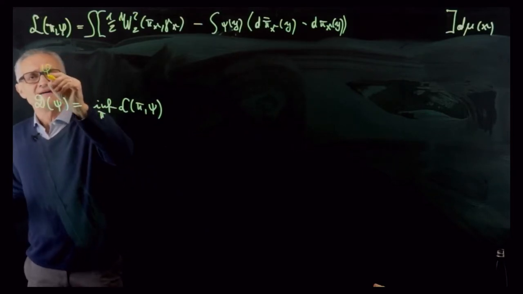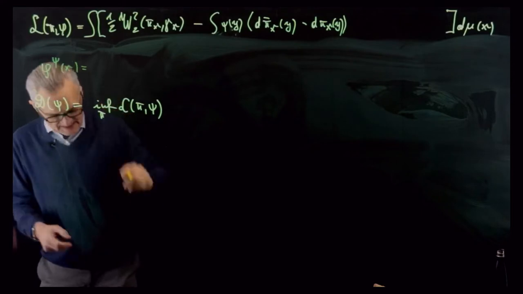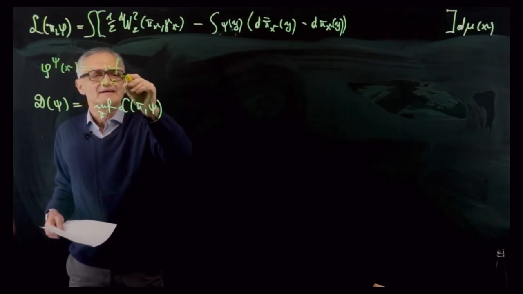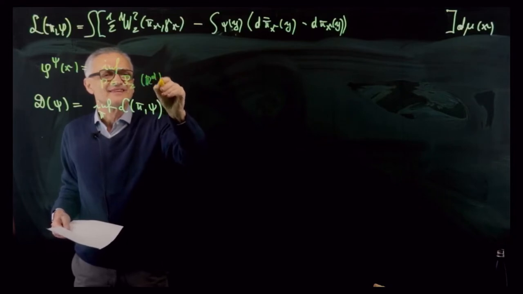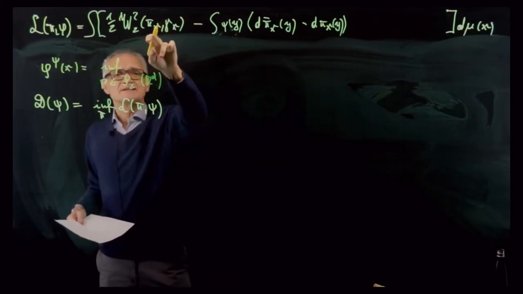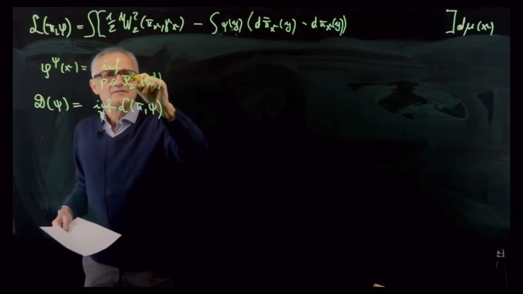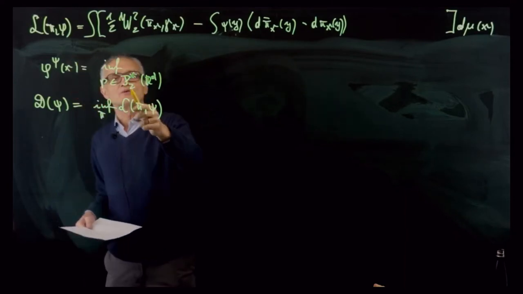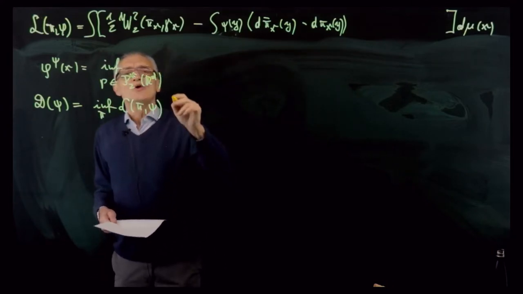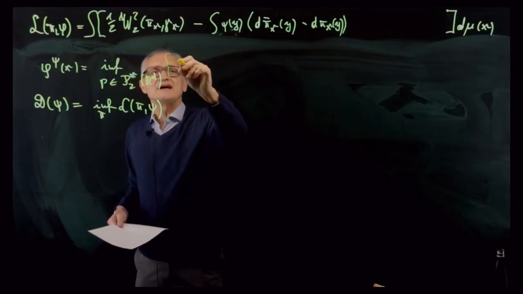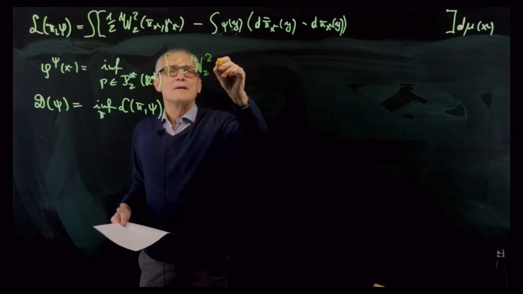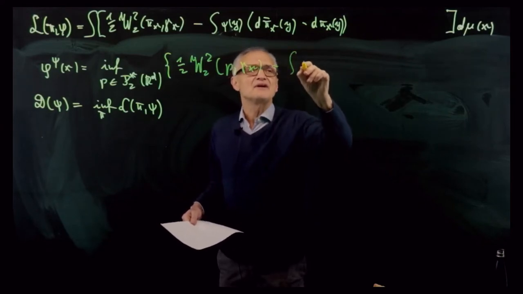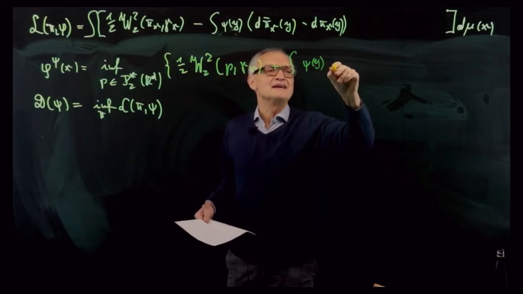I write phi psi of x is equal to the inf over all p in P2(Rd). Now the p will be this p_x here, which appears here and here. I put an x because the requirement which we have is that the barycenter of the p should be equal to x, and this we write in this way. And what we have is this thing here, 1/2 W_2(p, gamma x) squared, and minus minus is plus, plus integral psi of y d p of y.